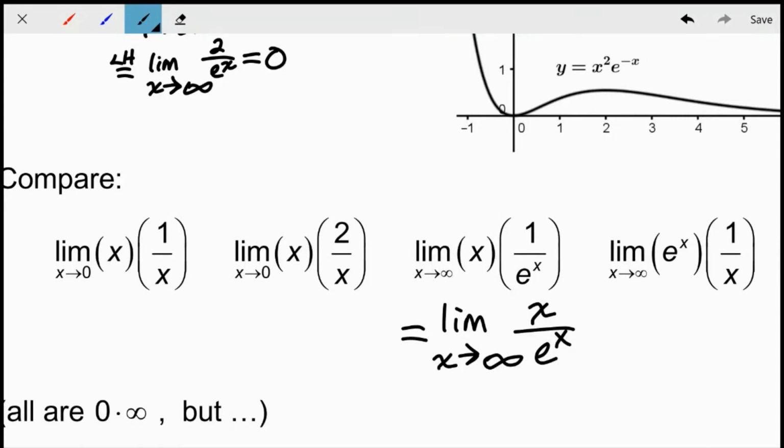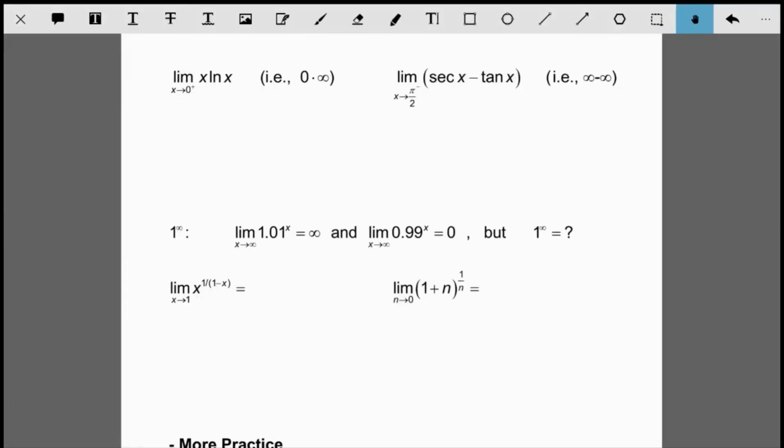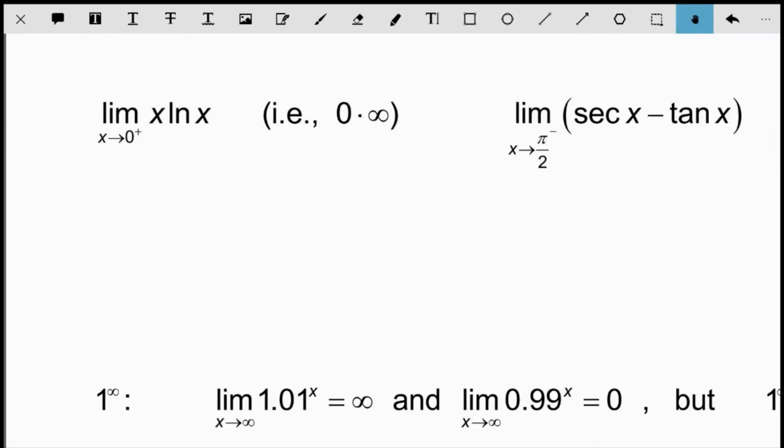So a lot of times what we're going to do with these to solve them is a little bit of algebraic manipulation. Okay, so let's take a look at a few more examples. So we'll get into some that are, like I said before, a little more complex. Sometimes the use of L'Hopital's rule is not as apparent.